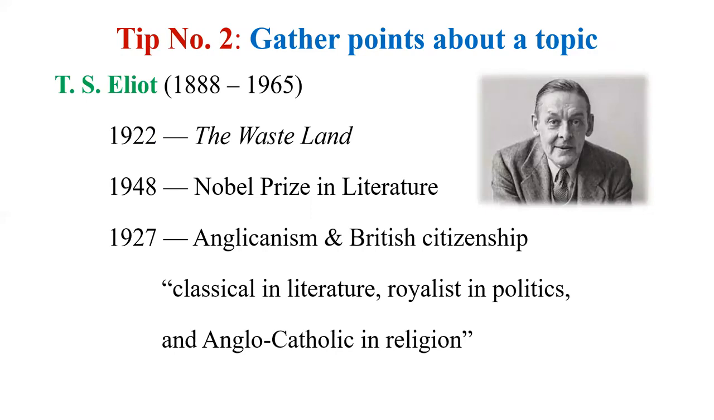And 1927 is important because T.S. Eliot was an American author. He moved to England and he converted from Catholicism to Anglicanism, and he got his British citizenship in 1927. And this is how he describes himself: classical in literature, royalist in politics, and Anglo-Catholic in religion. So once you get started, now you have to build upon the points you already have. So these are the points we have now.